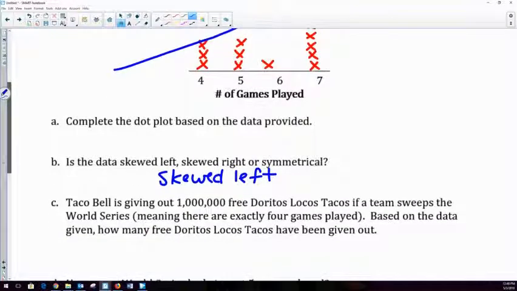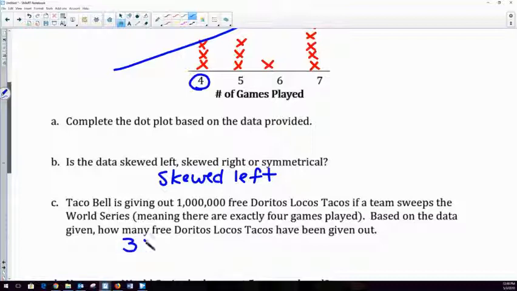Letter C is saying Taco Bell is giving out 1 million free Doritos Locos Tacos if a team sweeps the World Series. So in case you're not really big baseball fans here, a sweep means that there are exactly 4 games played. So that means one team won 4 games in a row. So based on the data that I have given you, how many free Doritos Locos Tacos have been given out? So the first thing we have to do is figure out how many sweeps there were. So we're looking in the 4 column and we have 3.